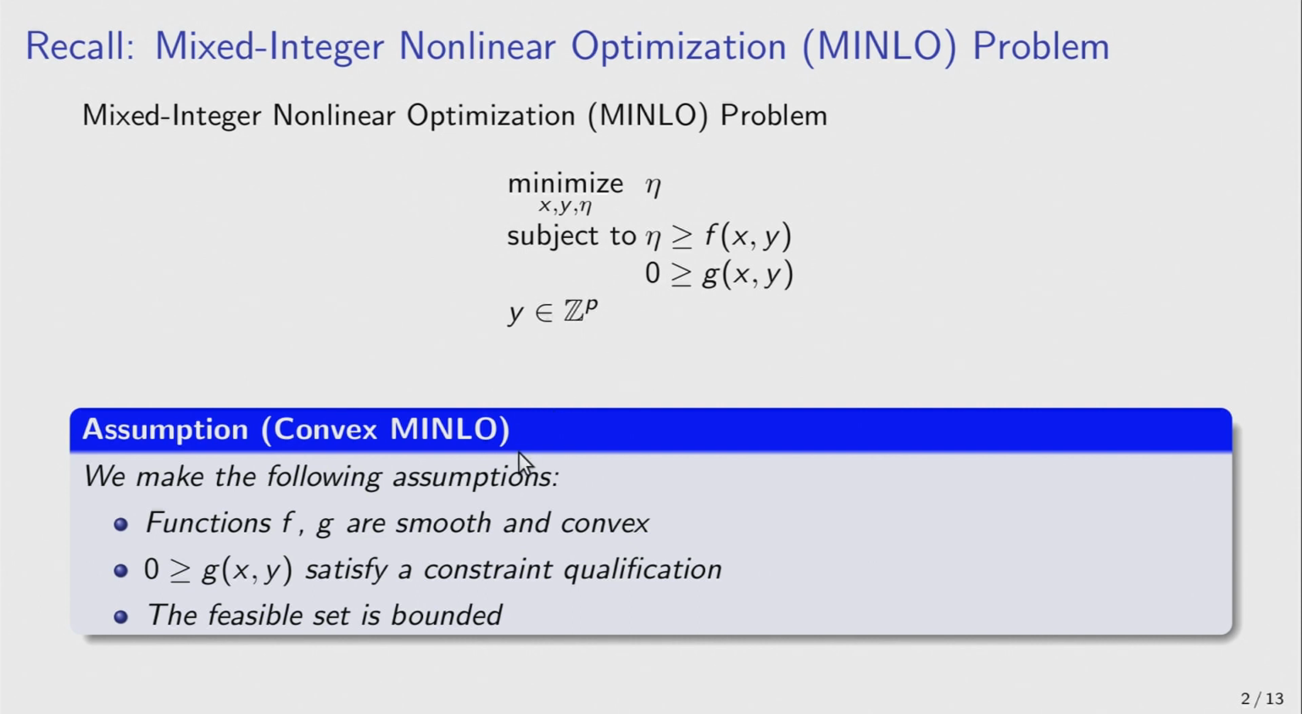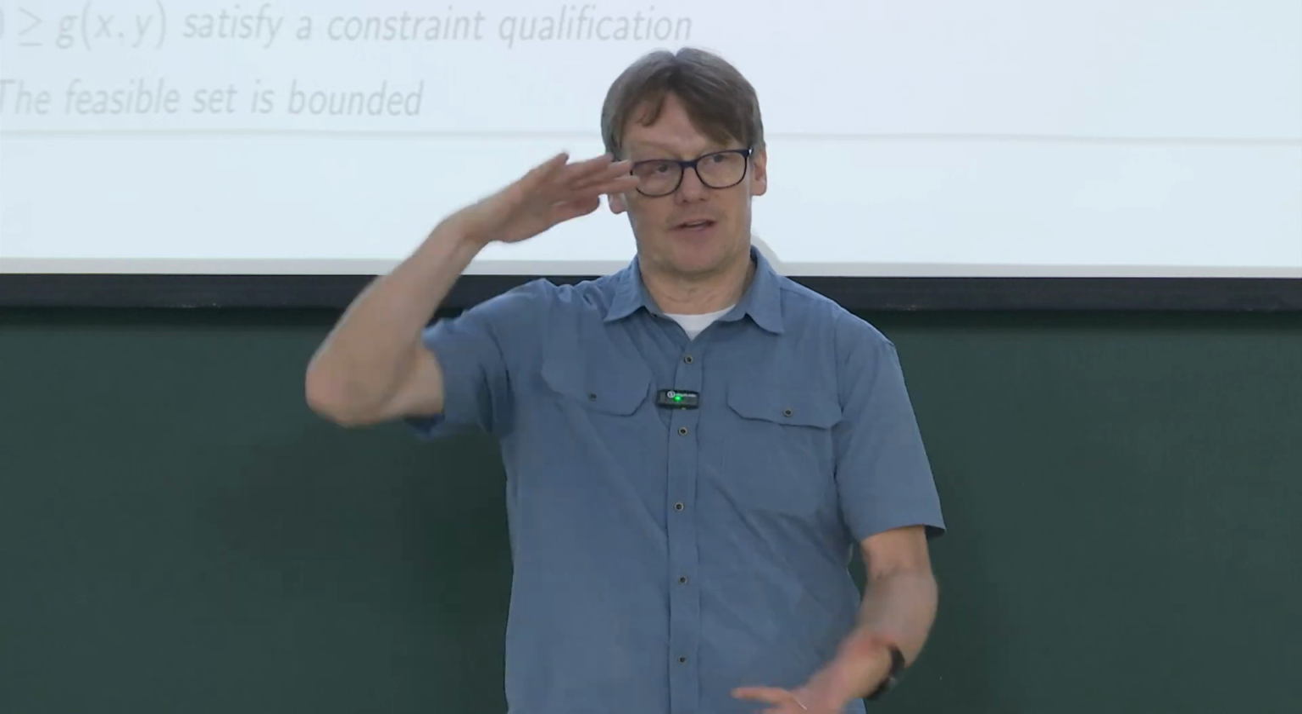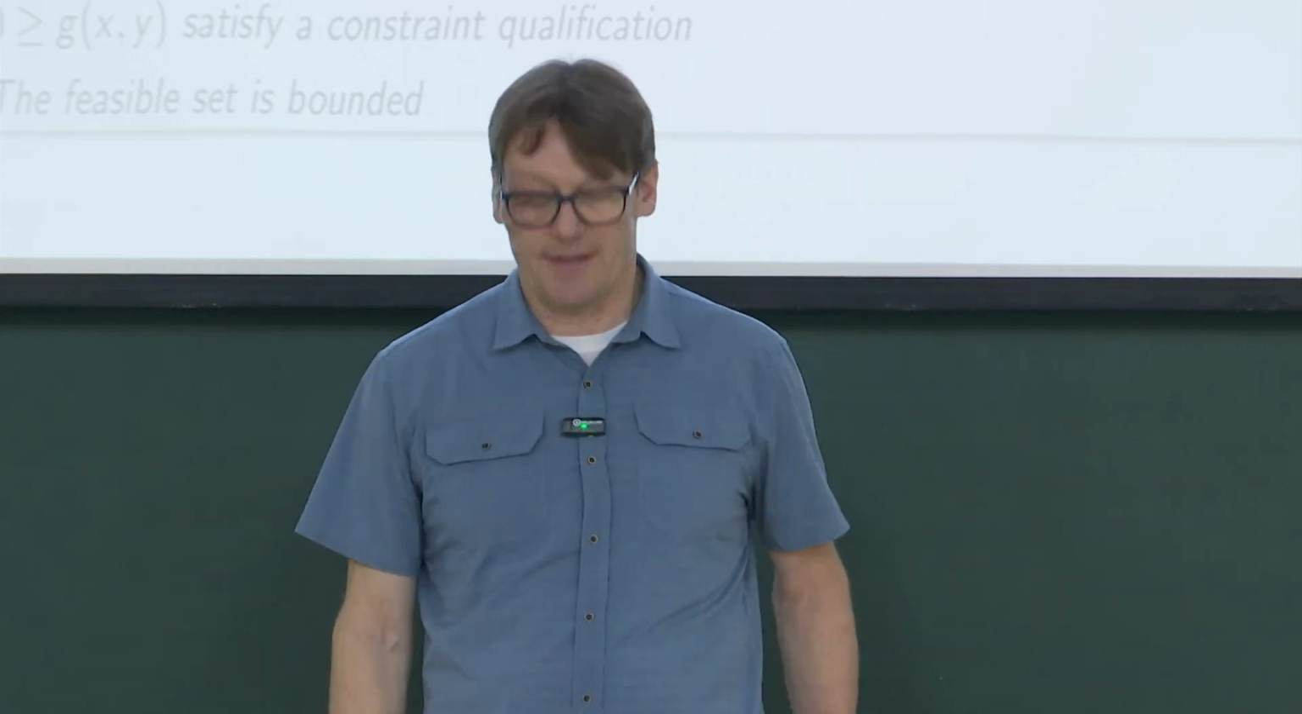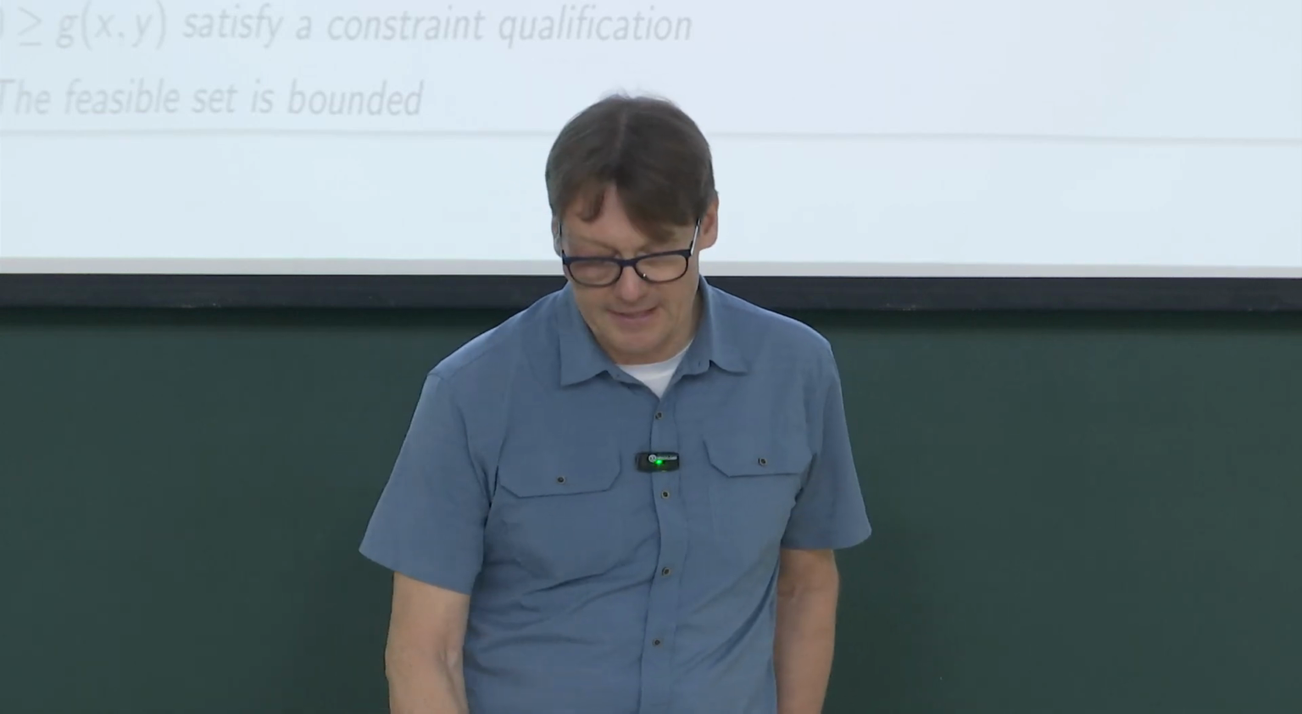And we assume that our problem is nice, that it is a convex mixed integer nonlinear optimization problem. So the functions f and g are smooth and in particular convex. And we assume that we have a constraint qualification. And then an additional assumption is that the feasible set is bounded. So either we are given lower and upper bounds on our variables so that we work in a box, or there's some other condition that holds that ensures boundedness.